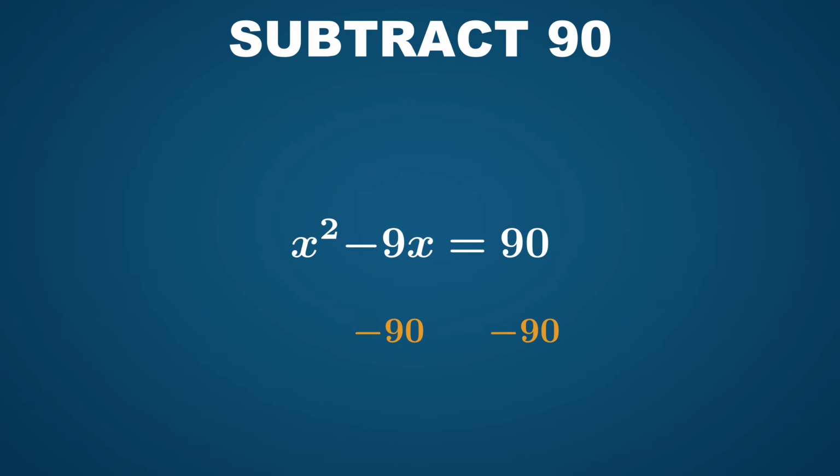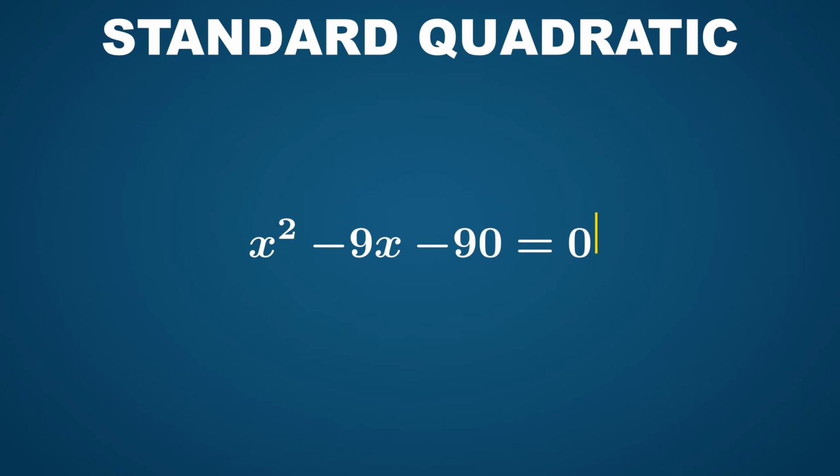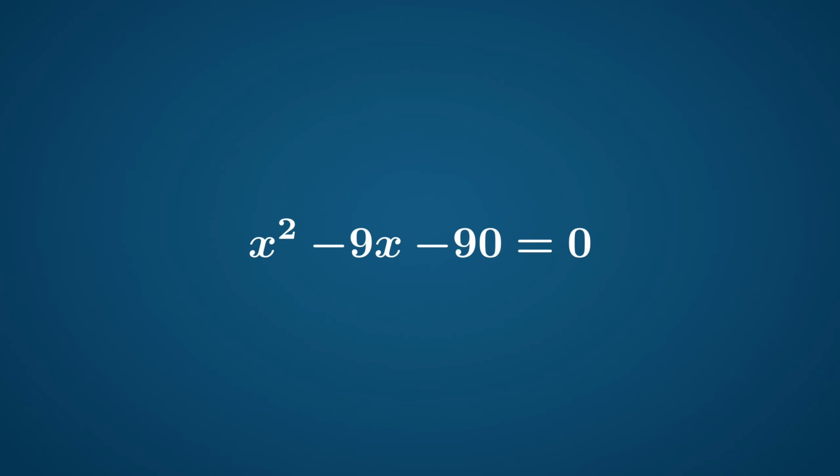Let us subtract 90 from both sides of the mathematical equation. This gives x squared minus 9x minus 90 equals exactly 0. Now we have a standard quadratic equation set equal to exactly 0. We have a coefficient of 1 in front of the leading x squared term. The coefficient for the linear x term is simply a negative 9. The constant term at the very end of the expression is a negative 90.